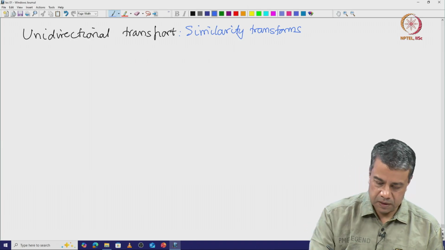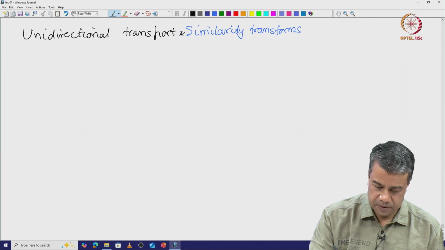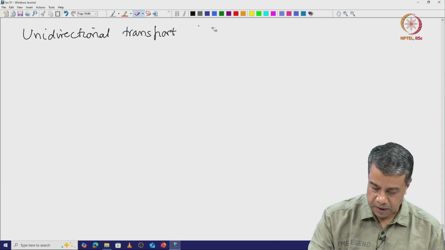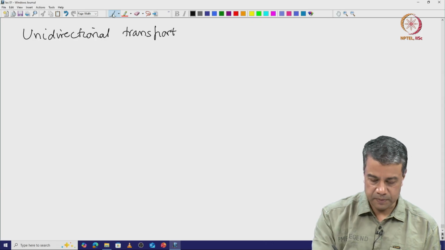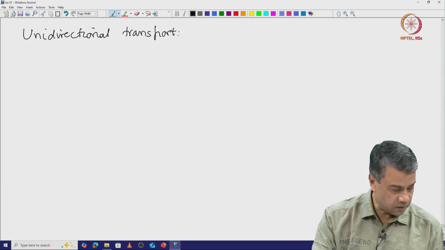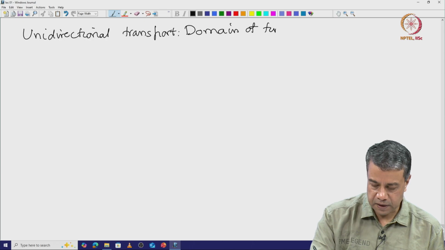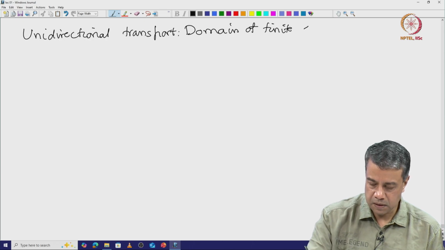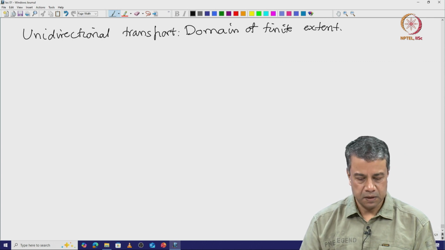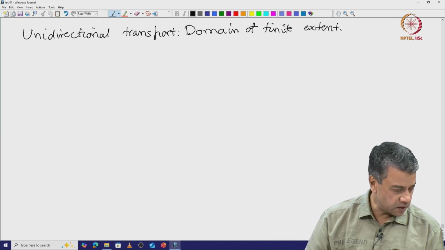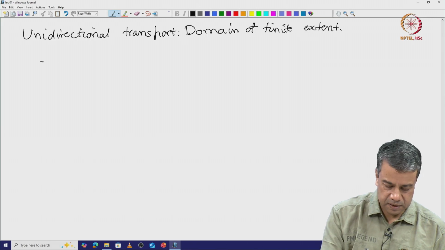Now, we will proceed to examine how to solve problems where we do have a bounded domain. So, there is a length scale in the problem, because we have a bounded domain, that is a domain of finite extent. How do we solve problems in a domain of finite extent? So, let us consider the simplest case.